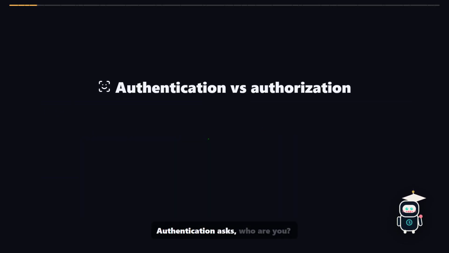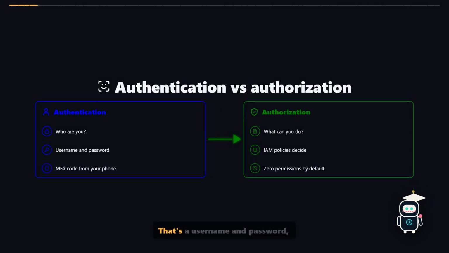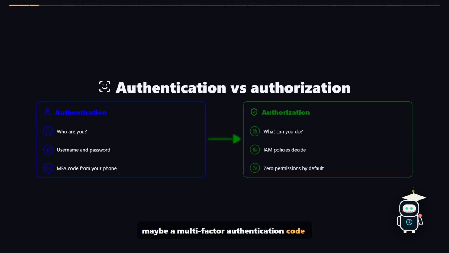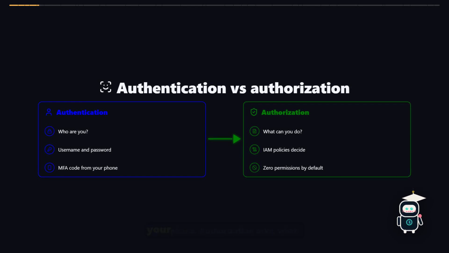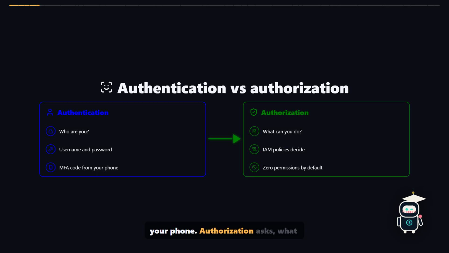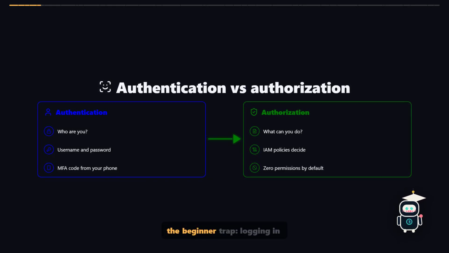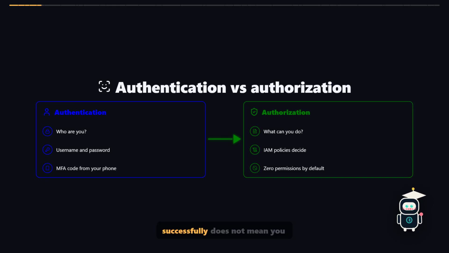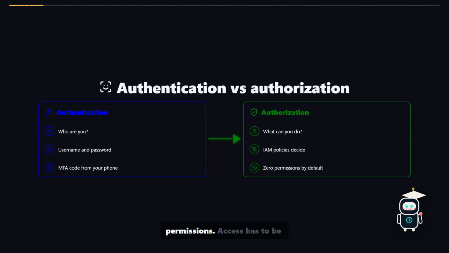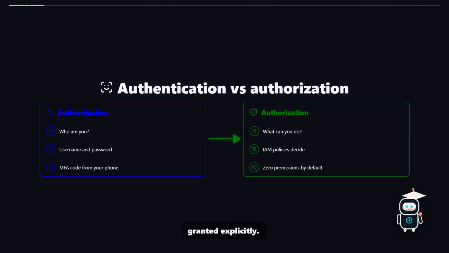Authentication asks, "Who are you?" That's a username and password, maybe a multi-factor authentication code, an MFA code from your phone. Authorization asks, "What can you do?" That's where IAM policies come in. Here's the beginner trap. Logging in successfully does not mean you can access anything. A brand new IAM identity starts with 0 permissions. Access has to be granted explicitly.